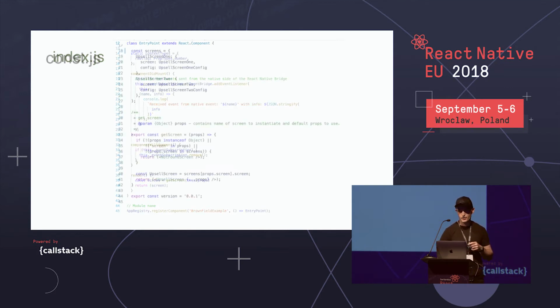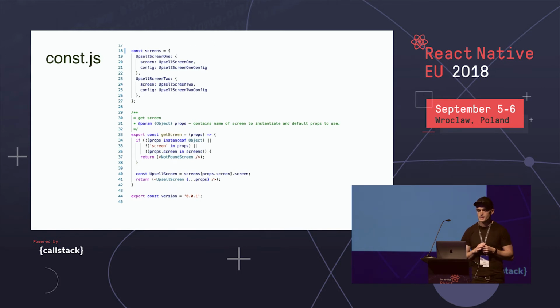The getScreen function looks like this. It basically checks to see if the screen is present in this configuration file, and then if it is, it will return the screen with the props that you've passed in. If it's not, it will display a not found screen so that the customer can contact customer support and let them know that this has happened, and we can maybe fire off some analytics events or something like that to indicate this.